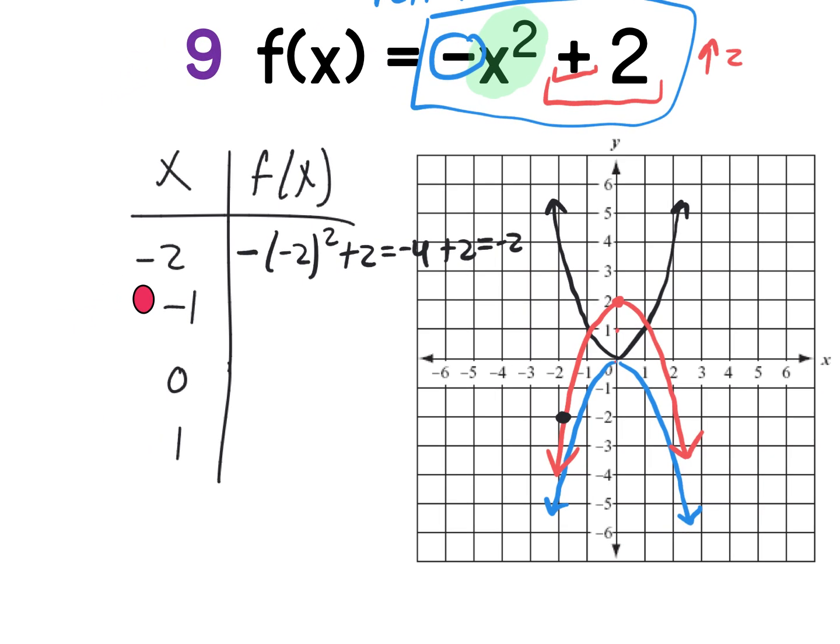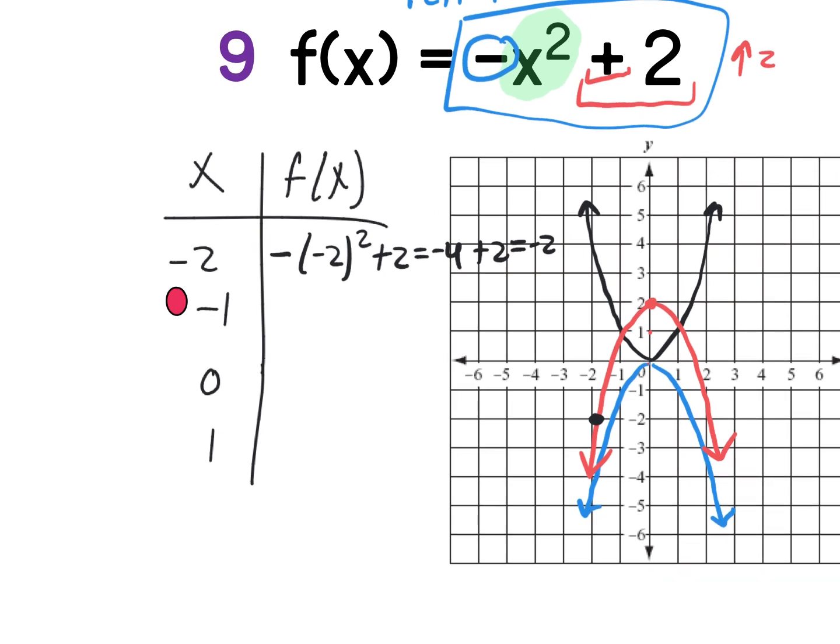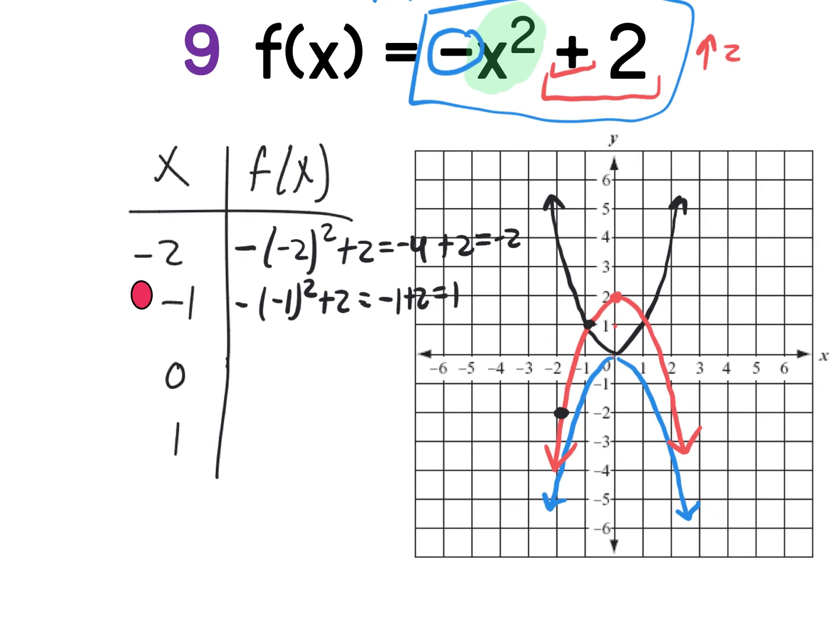And then in red, I didn't draw it perfectly, but it does cross that point. You can do the same thing with -1. So negative, and then we're replacing x with -1, plus 2. -1 squared is +1, but we have a negative on the outside. It's going to become a -1 plus 2, and that gets you a +1. So at -1, we cross at a y value of 1.